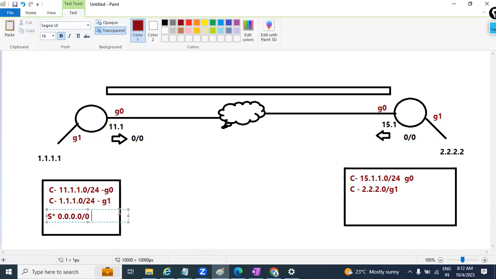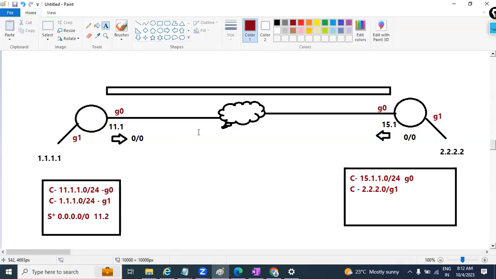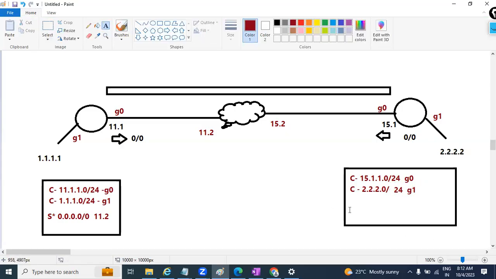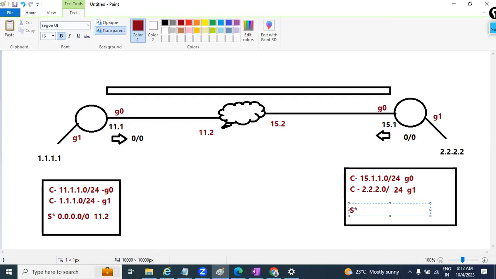I'll correct it. Okay. So this is 11.2. Let's consider this is my 11.2 here. And this is about 15. So this is 24 and then 3. This is about then what is that? 15 dot. Okay.